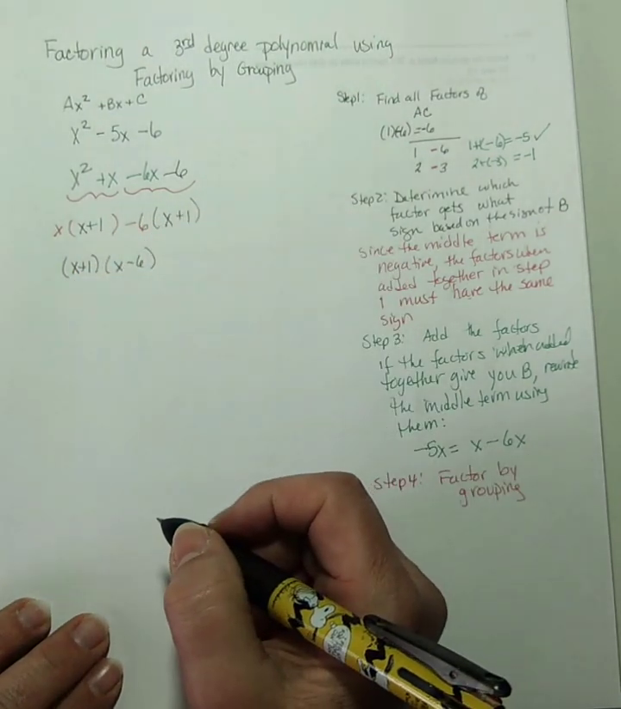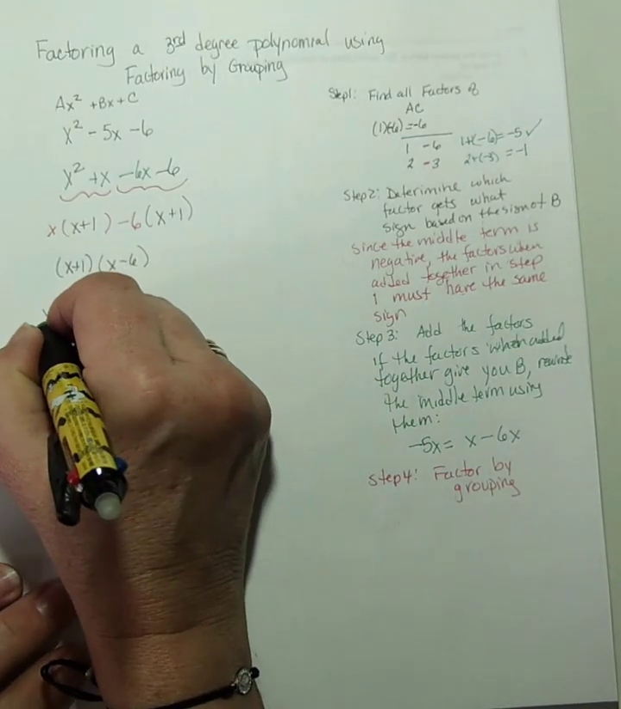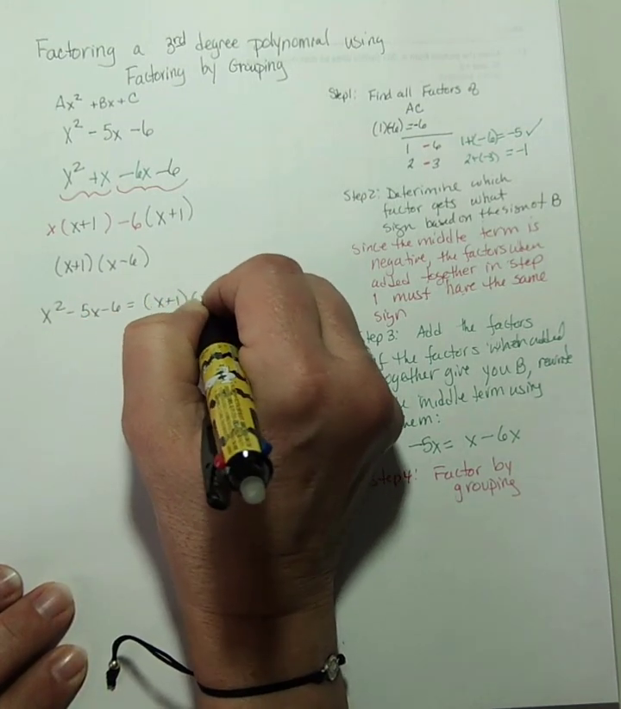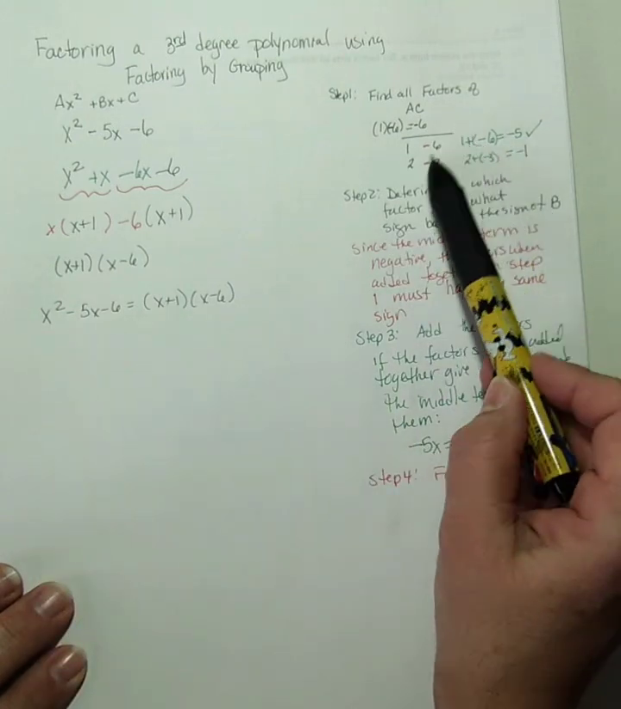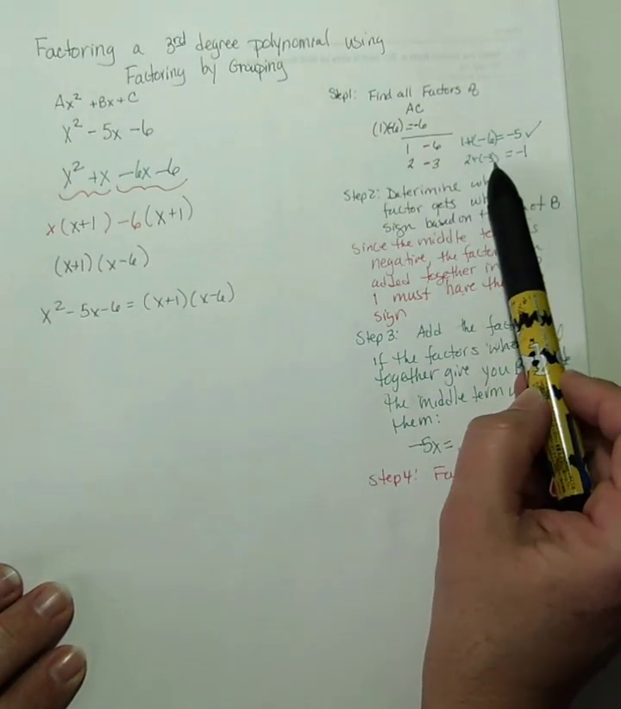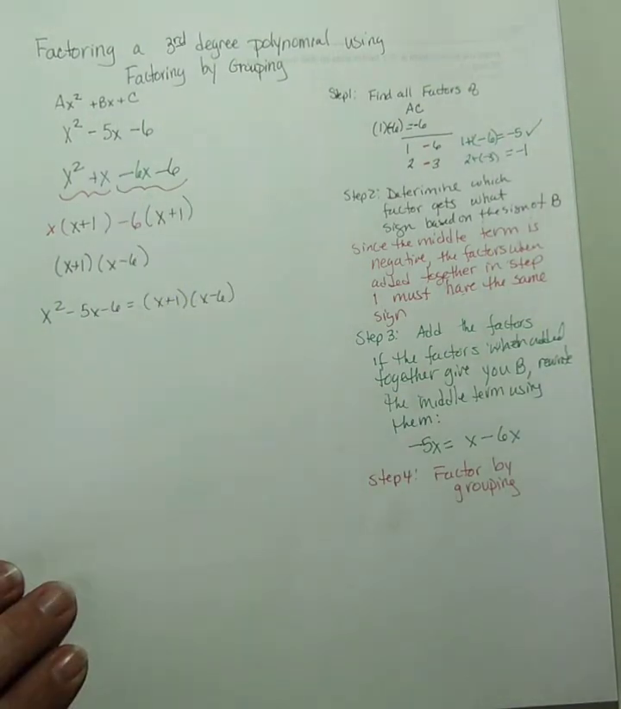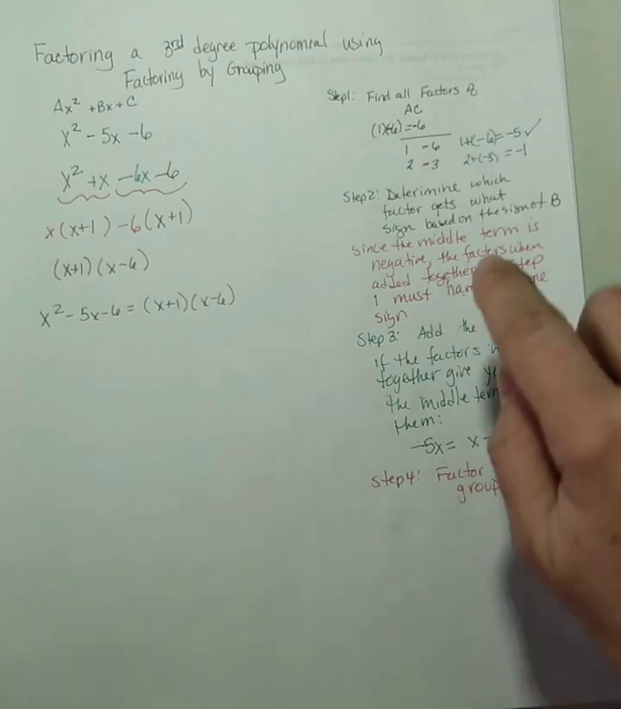And I have now factored my trinomial. So I would say x squared minus 5x minus 6 equals (x plus 1)(x minus 6). And I factored my trinomial. Now, if in this first step I couldn't find two factors that when added together would give me the middle term, that would mean that my trinomial is not factorable under the integers. But let's keep practicing with our trinomials and factor them using these steps.